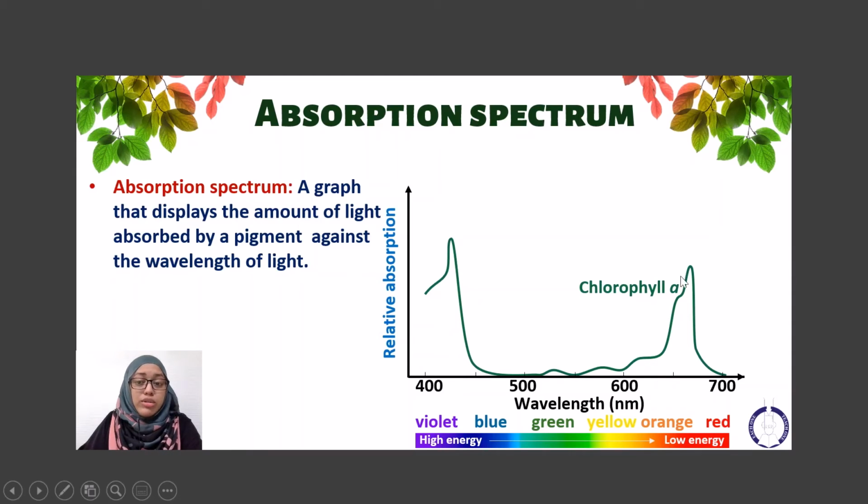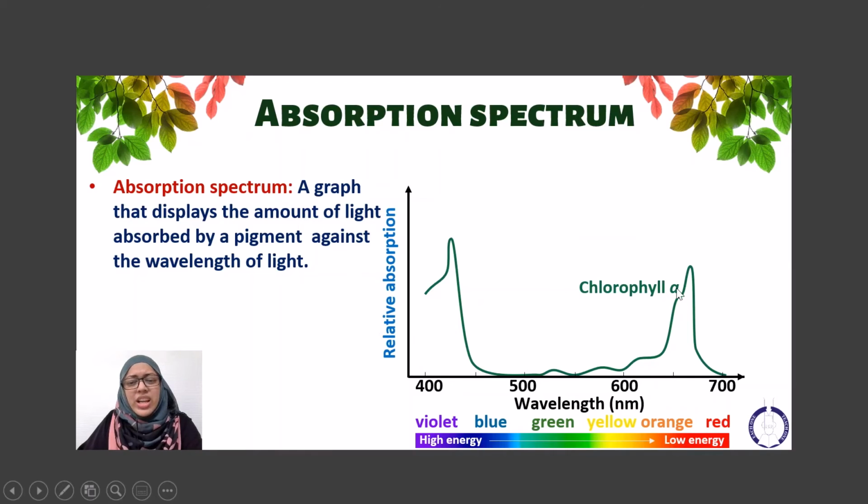So if I look at chlorophyll A, I can see it absorbs wavelengths of around 430 nanometers, which is going to be the blue wavelengths, and also absorbs around 670 nanometers, which is going to be in the red wavelengths. So I know that chlorophyll A absorbs these frequencies of blues and reds the most, and it doesn't absorb the green and even the yellow wavelengths, which I suspected, and that is why chlorophyll A is green in color.